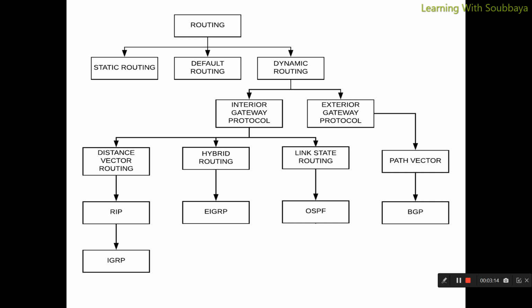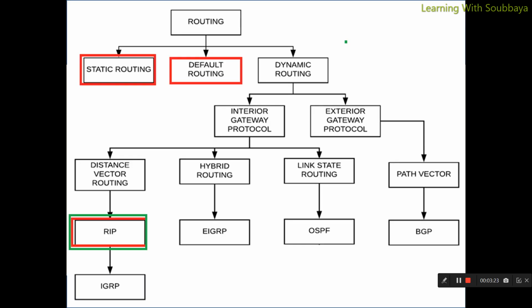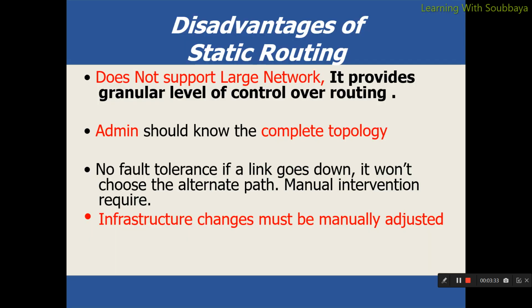So far we studied static routing protocol and default routing protocol, and both have some drawbacks, right? So far we completed the static routing protocol and the default routing protocol. Now we are going to discuss RIP protocol, Routing Information Protocol. What is the drawback in static routing protocol? We have a lot of drawbacks here.